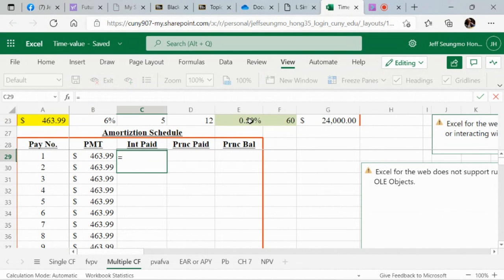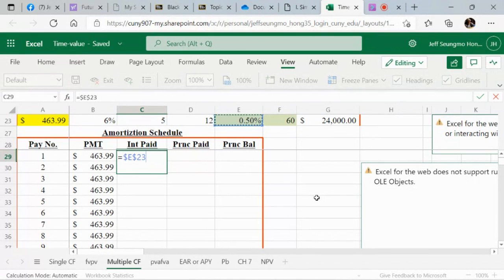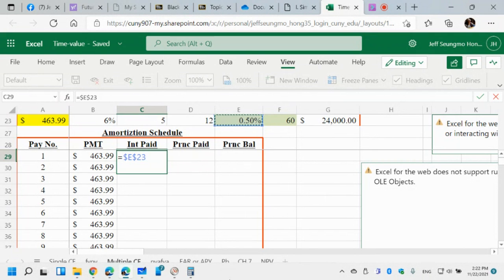Interest paid first. Interest is 0.5% every month, right? Every month is going to be the same interest, and we're going to lock it. Because it's going to be 0.5% month after month, and we're paying 0.5% of what as interest in the first month?